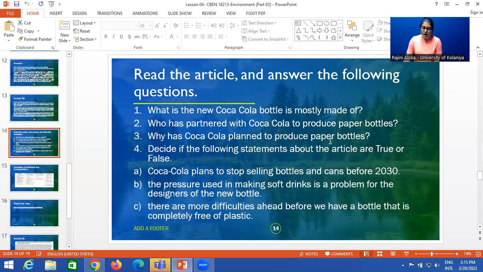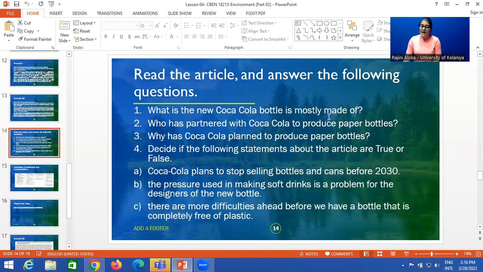What is the new Coca-Cola bottle mostly made of? Who has partnered with Coca-Cola to produce paper bottles? Why has Coca-Cola planned to produce paper bottles? Decide if the following statements about the article are true or false. Coca-Cola plans to stop selling bottles and cans before 2030. The pressure used in making soft drinks is a problem for the designer of the new bottle. There are more difficulties ahead before we have a bottle that is completely free of plastic.